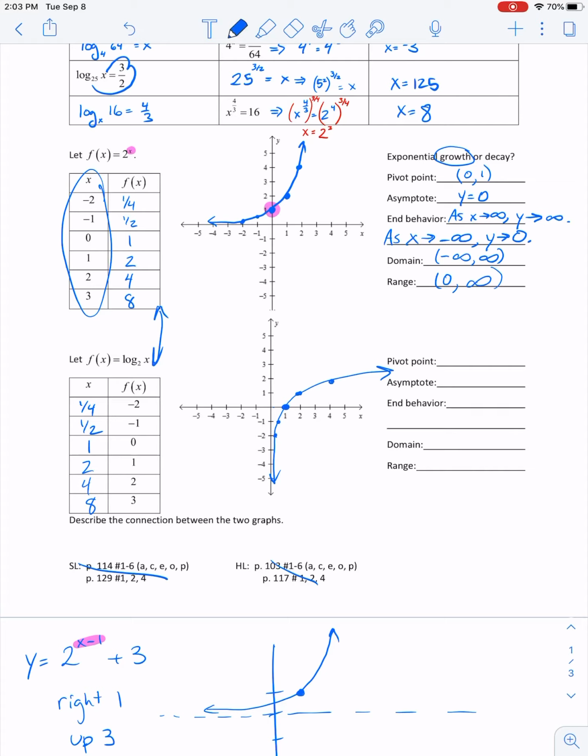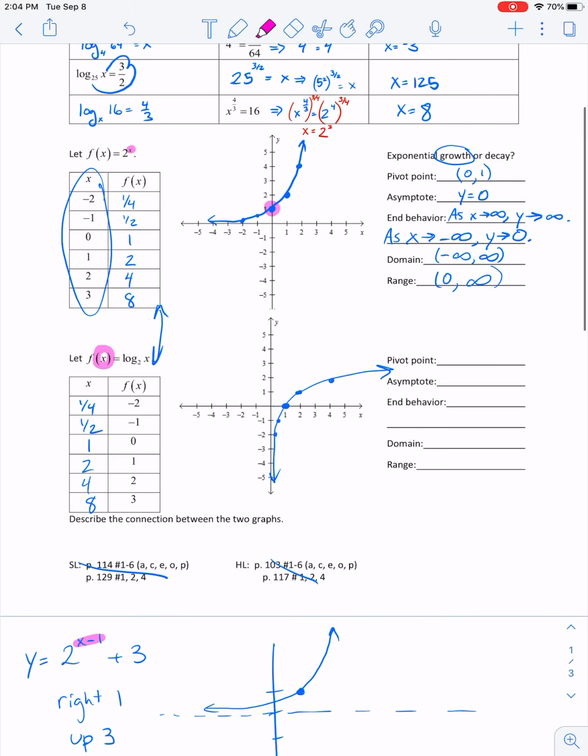Okay, so the pivot point now is this point where I want to get a y value of 0. My question is, what do I need to plug in here so that I get a y value of 0? This is that new pivot point. The x value, take the log of 1, and it would equal 0.